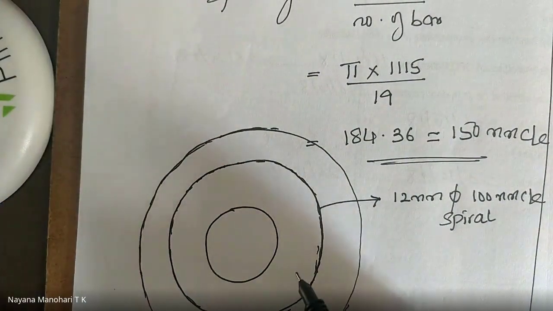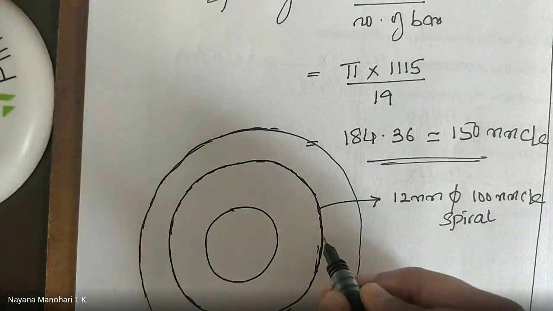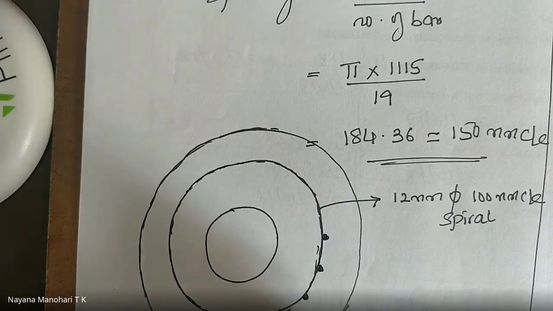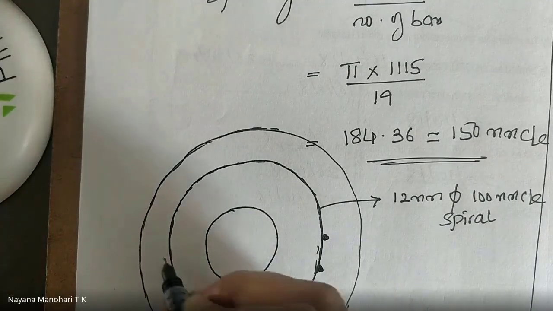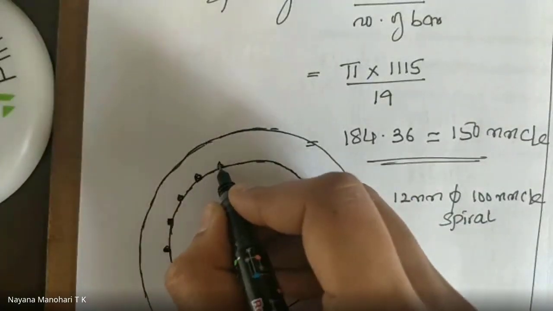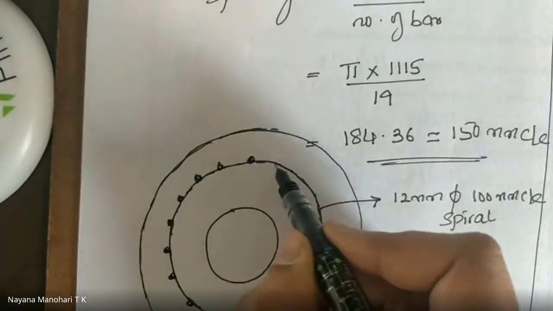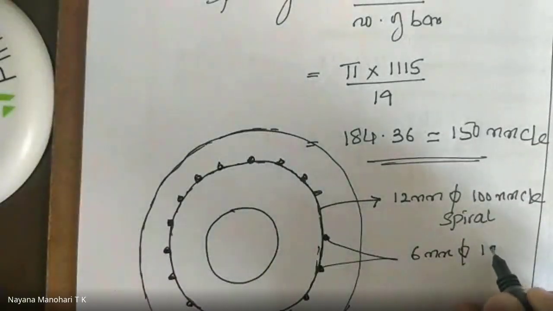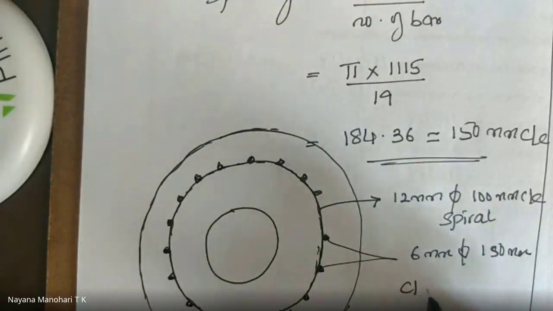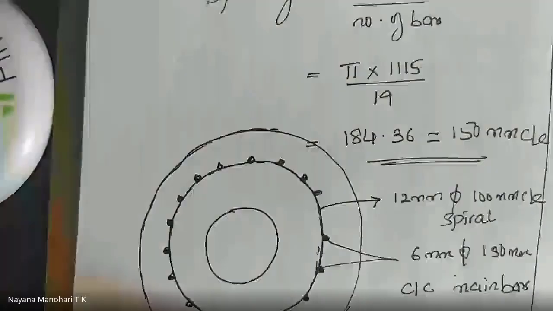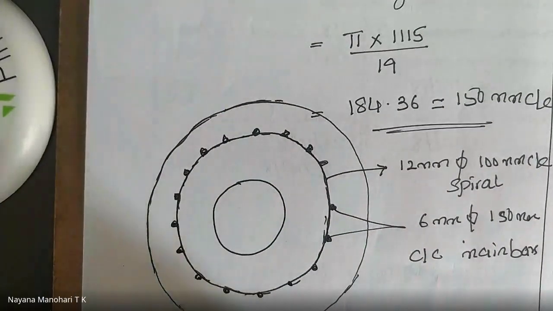Next, the main bars perpendicular to this. It will look like a point when you cut the cross section. How much is it? 6 mm dia at 150 mm center to center. This is your main bars, 6 mm dia, 150 mm center to center main bars or longitudinal bars. This is your reinforcement details.